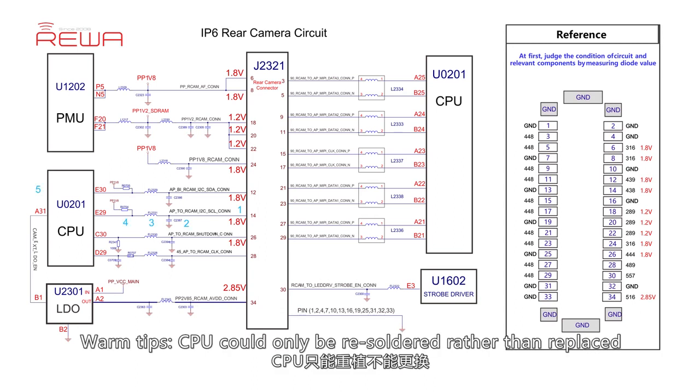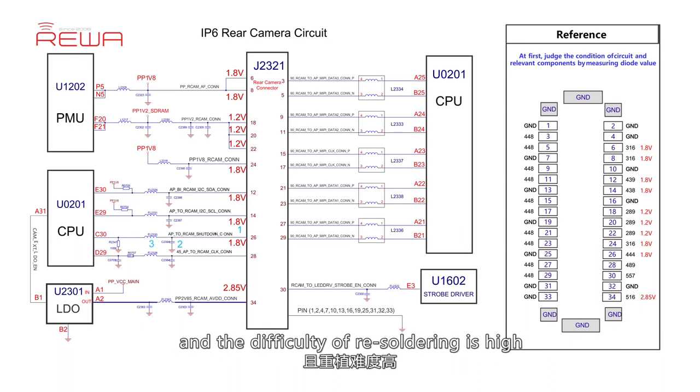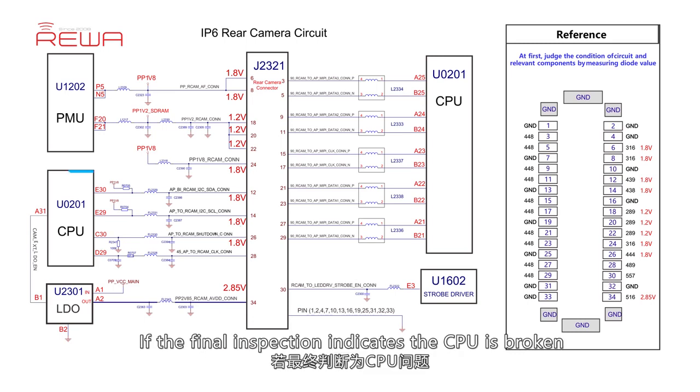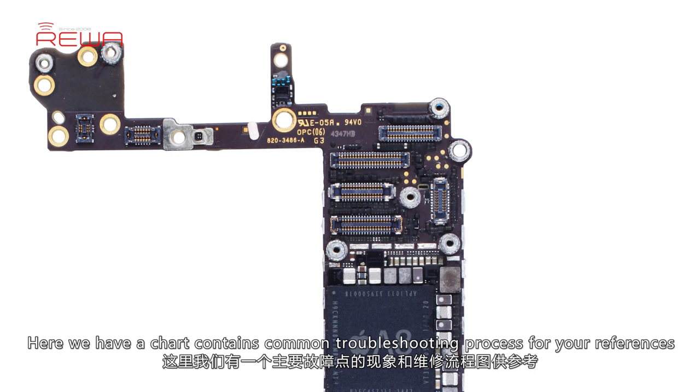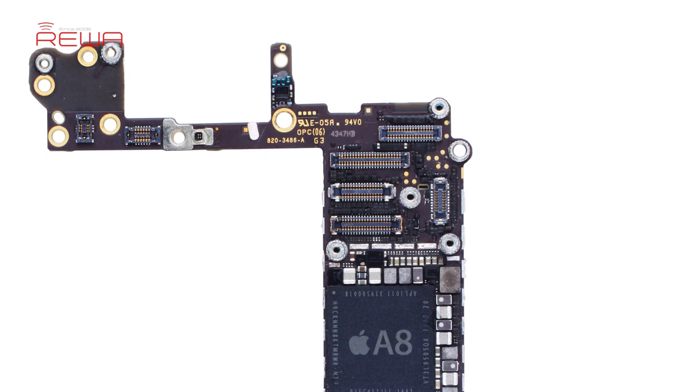Warning tips: CPU can only be resoldered rather than replaced, and the difficulty of resoldering is high. If the final inspection indicates the CPU is broken, please consider carefully whether to resolder it. Here we have a chart containing the common troubleshooting process for your reference.